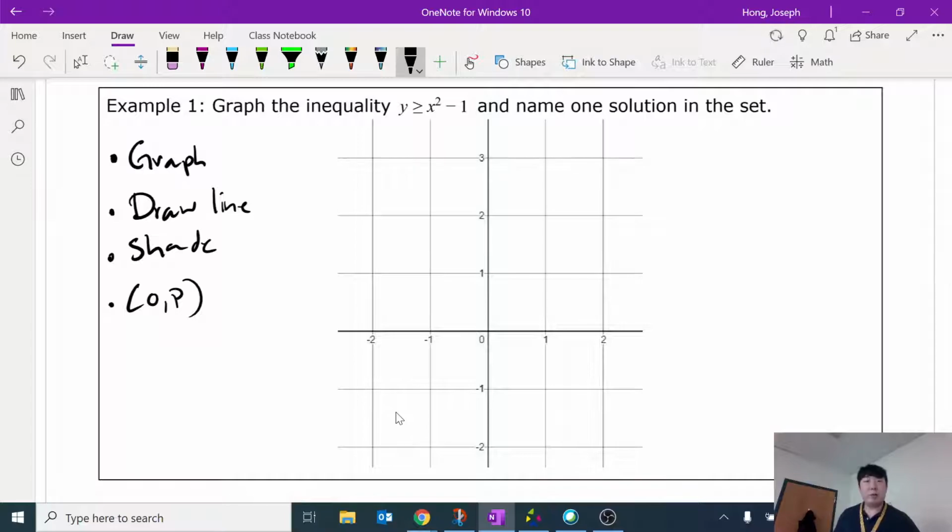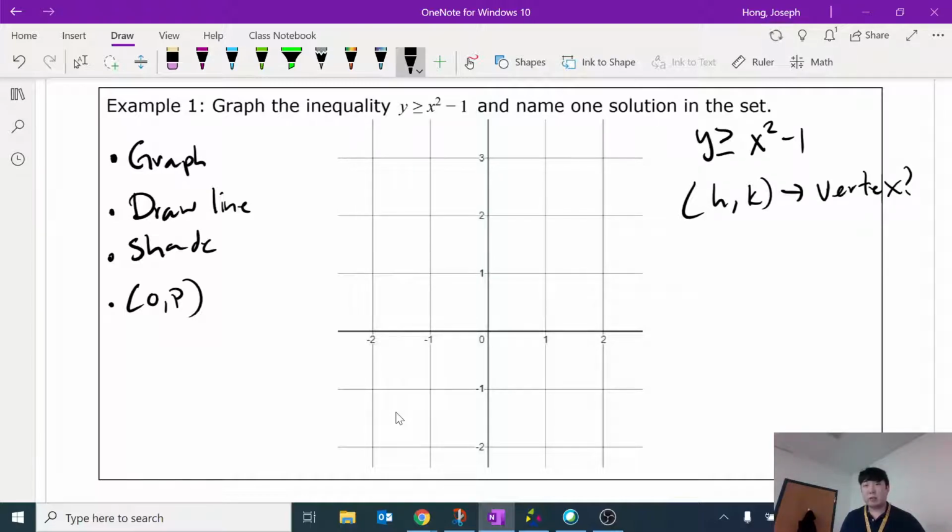So a couple of quick things. Let's say, for example, I don't know what my graph is. But if I have this graph, x squared minus 1, I can ask myself, what is my h and k, which represent my vertex? So let me put a question right here, asking you, where is my vertex?